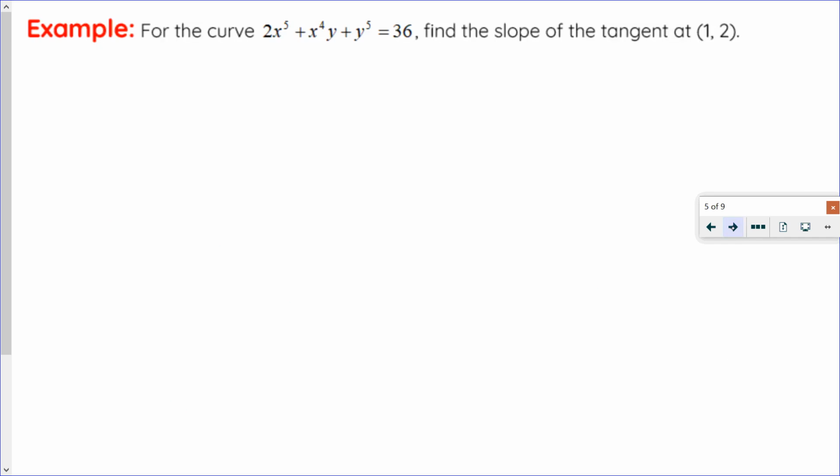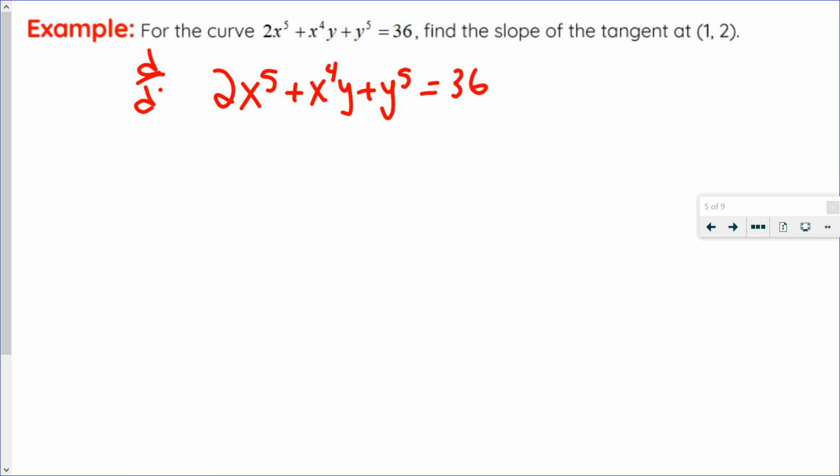So let's try that again. For the curve given, find the slope of the tangent at (1, 2). So again, this is an example where we're just finding the slope, which is a number, and we're given a point. So we don't need to fully simplify. Okay, so there's my function, and I'm doing the derivative with respect to x.